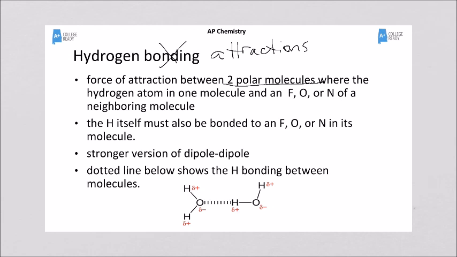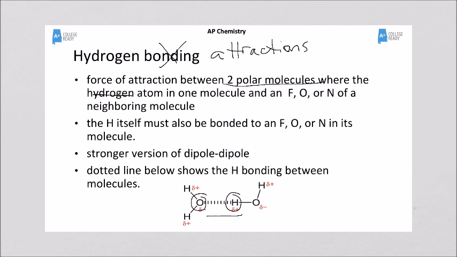It's where there's a hydrogen in one molecule that's attracted to, and you can really see this down here with the water, an F, O, or N of a neighboring molecule. So notice we have this hydrogen which has a partial positive charge, is attracted to F, O, or N, in this case the O, of a neighboring water molecule to its oxygen. That's a hydrogen bond.